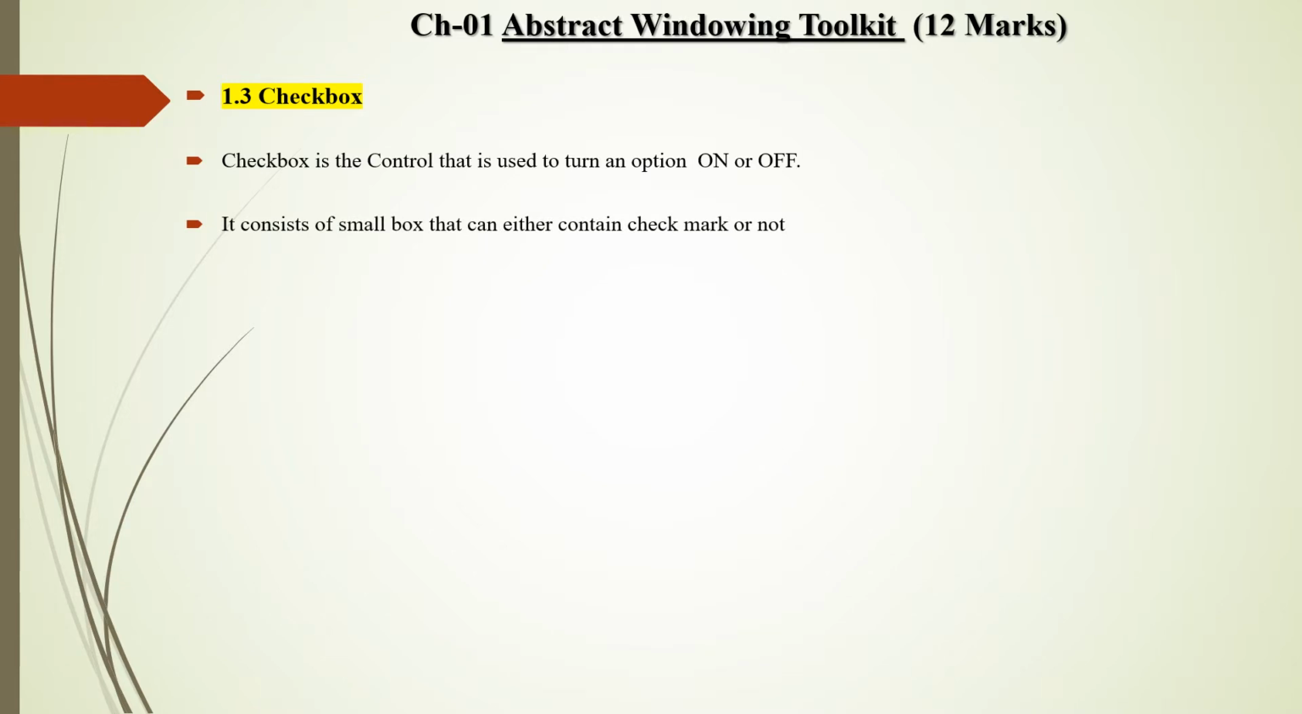Now we see the AWT component checkbox. First, checkbox is the control that is used to turn an option on or off. It consists of a small box that can either contain a check mark or not. A small square is displayed before the option and we can tick that checkbox or not.